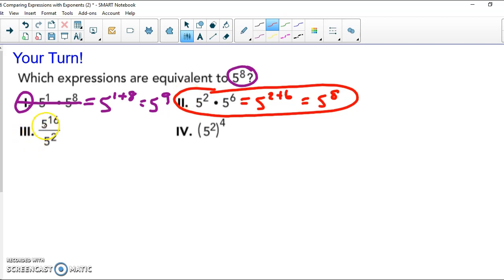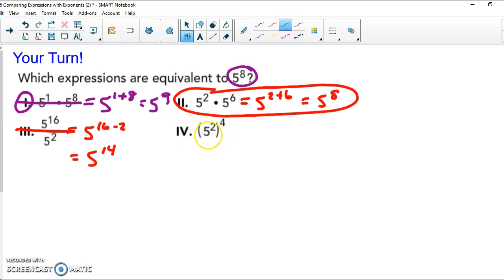On number 3 here, we are looking at a quotient of exponents. So I have a base again of 5. So I can keep my base the same, but now my property says that I need to subtract my exponents. So 16 minus 2 would really simplify to 5 to the 14th power, which is not equivalent to 5 to the 8th.